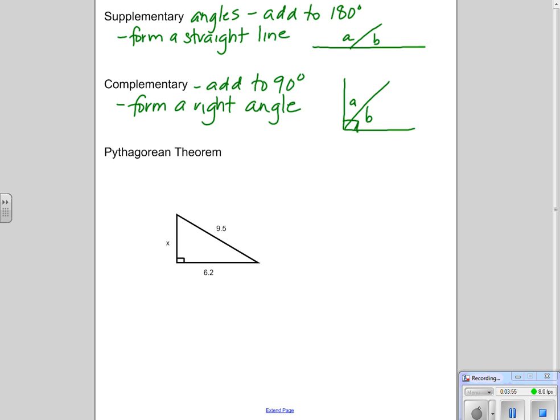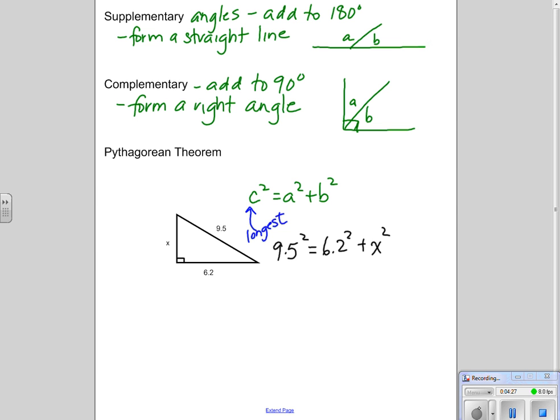Pythagorean theorem we mentioned already. C squared equals A squared plus B squared. Be careful to set that up always that the hypotenuse or longest side is by itself. So for this one, we're going to put numbers in where they belong and solve for x. My longest side is the 9.5. So 9.5 squared equals the other two sides squared, order doesn't matter, 6.2 squared plus x squared.